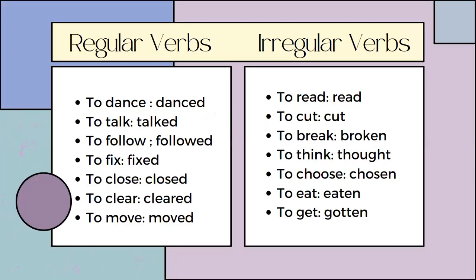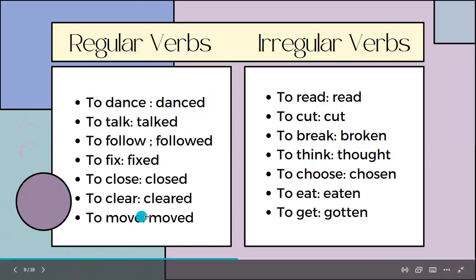Let's see some examples. Here we have regular verbs and irregular verbs, just some of them. There is a huge list that you're going to have access to later. To dance, danced. To talk, talked. To follow, followed. To fix, fixed. To close, closed. To clear, cleared. To move, moved. All of this is regular.